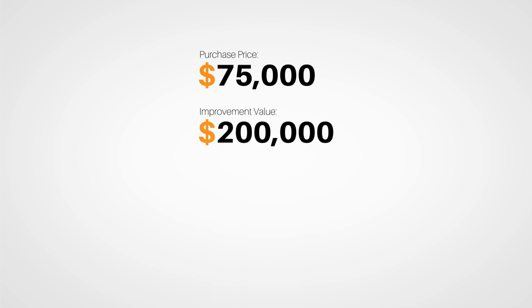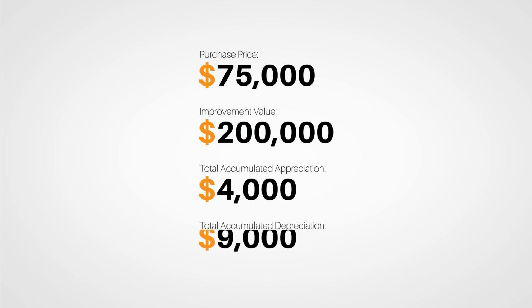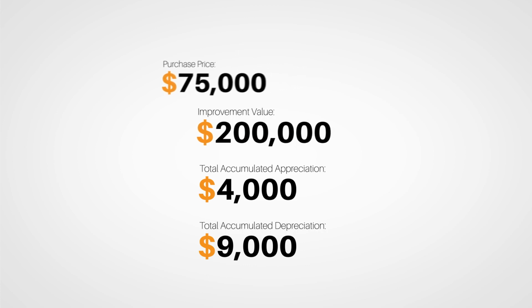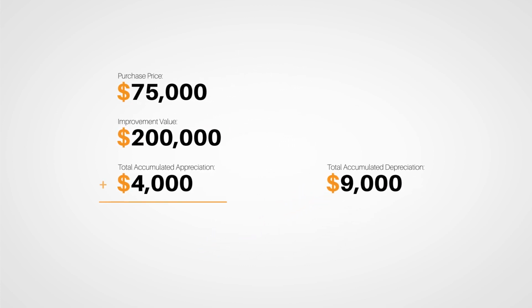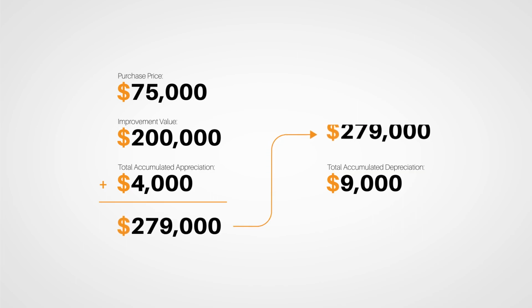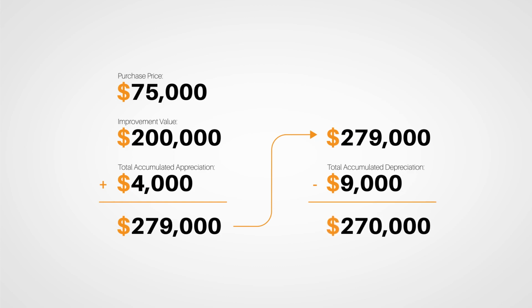Let's assume a plot of land is purchased for $75,000. The property owner then adds a structure to the property valued at $200,000. In addition, the value of the property appreciates by $4,000. Over time, the property depreciates in value by $9,000. The first step is adding the purchase price, improvement value, and total accumulated appreciation together. Then we subtract the total accumulated depreciation from $279,000. The adjusted tax basis for the property is now $270,000.